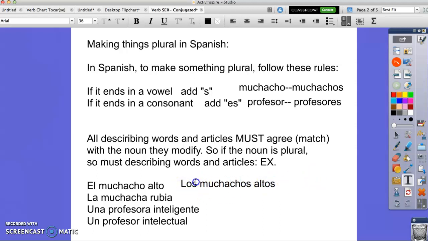Oh, and look at this. This one even matches right here. It has an os. So everything in that sentence matches. Okay. All right, let's go on to the next one. Let's see if you guys can do this.